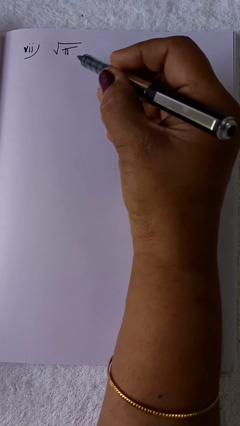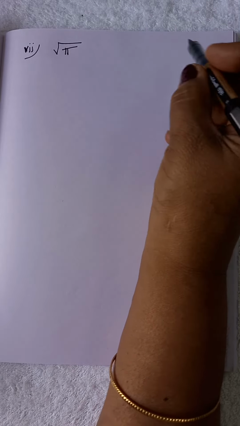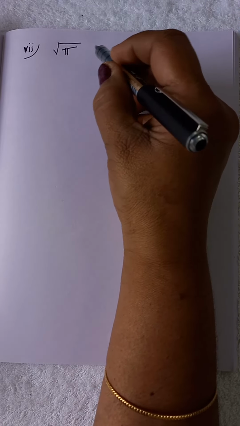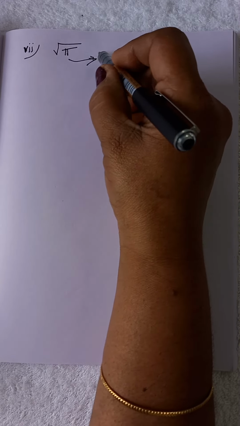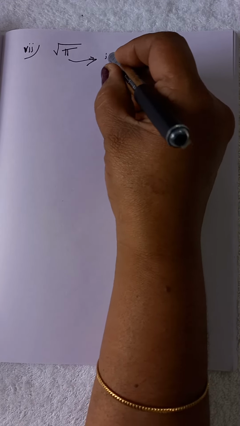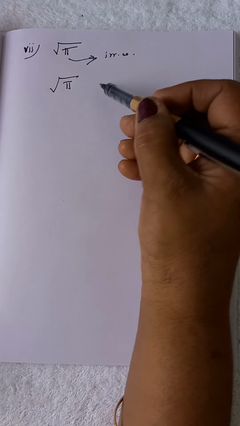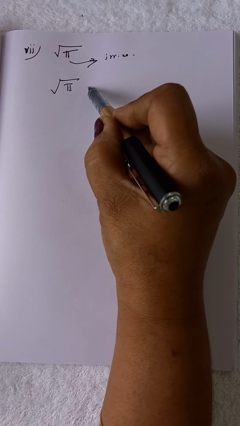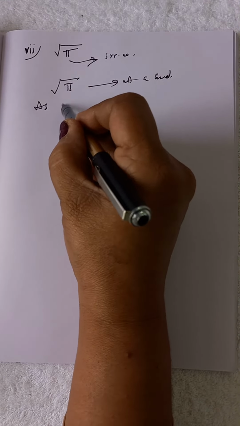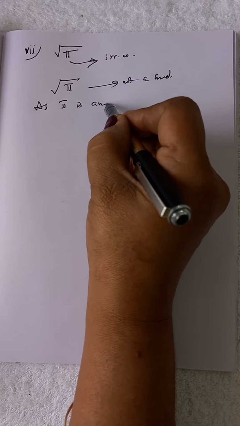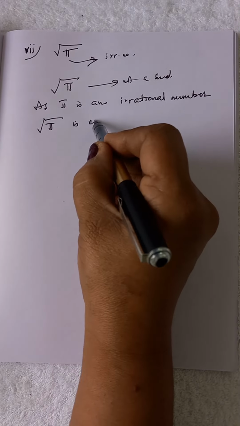Now, the seventh question is square root of pi. For this to be a surd, this pi should be a positive rational number. We know that this pi is an irrational number. So, clearly we can say that root pi is not a surd. So, we can write that as pi is an irrational number, square root of pi is not a surd.